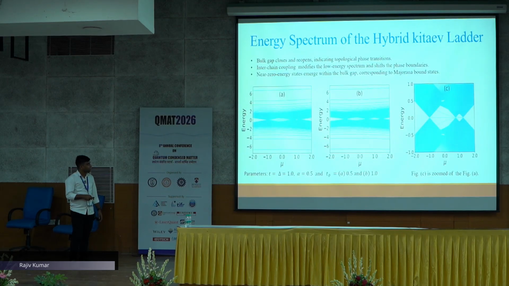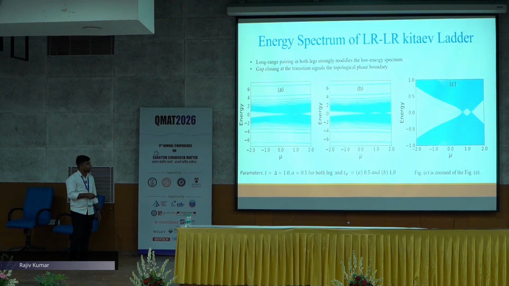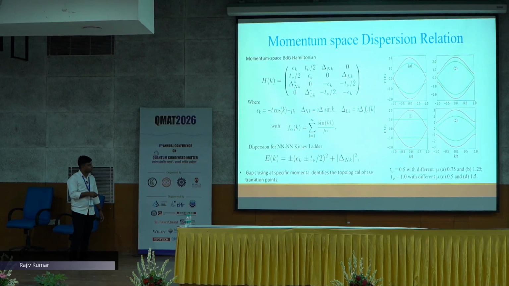So in the hybrid Kitaev ladder, we just show the last figure. Here are the three topological points: one is mu equals -1, the second is mu equals 0.5, and the third is 1.25. In the dispersion relation we plot these topological transition points, and we get a gapless dispersion, and thus confirm that this is the transition point.